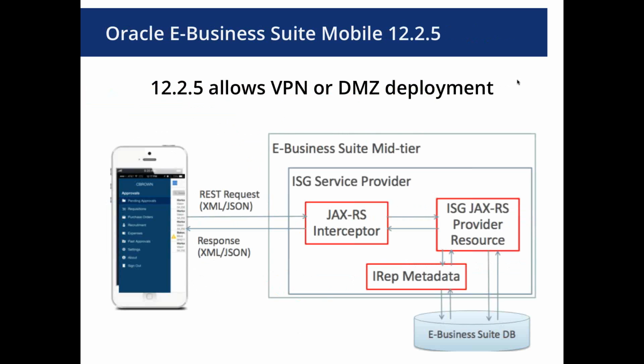Graphically, what we're showing here is the Oracle app running on the iPhone on the left there. It's speaking REST, or the XML JSON request, back and forth into the eBusiness Suite middle tier, right? And specifically, the integrated SOA Gateway provider there is working with the IREP repository metadata, parsing out the calls and communicating with the database.